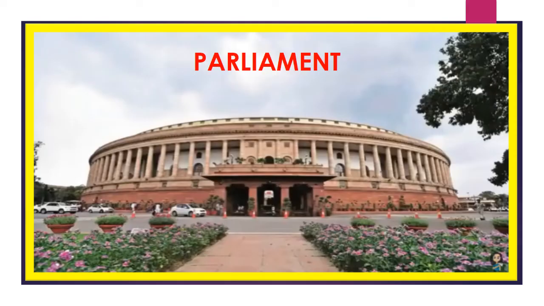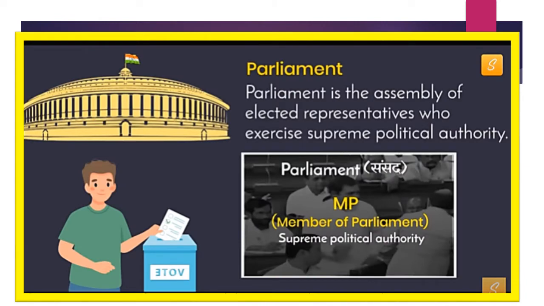So children, this is the picture of our parliament where all kinds of laws, policies, programs and decisions are taken for the welfare of the people of the country. In all democracies across the world, parliament is an assembly of elected representatives whom the people have chosen, and they exercise supreme political authority on behalf of the people. In India, such a national assembly of elected representatives is called parliament, and the members who are chosen are called members of parliament or MPs.